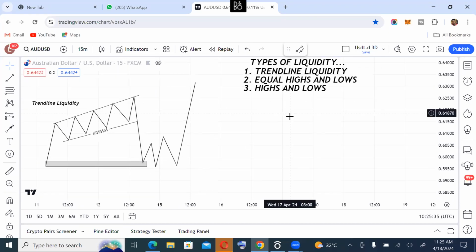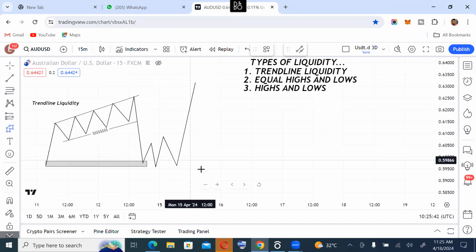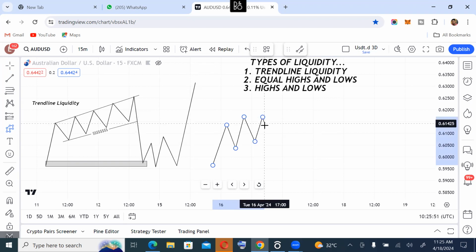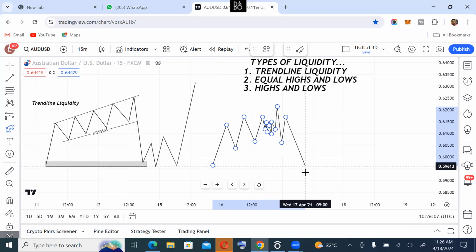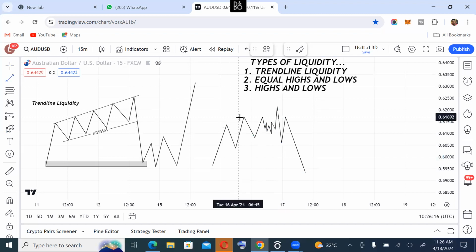So the next is equal highs and lows. Let's say price is moving like this. Then we have an equal high. Price will do something like this to sweep off and come down, retest and go down again. So look at this chart very well. Look at this equal high. This is a double top.